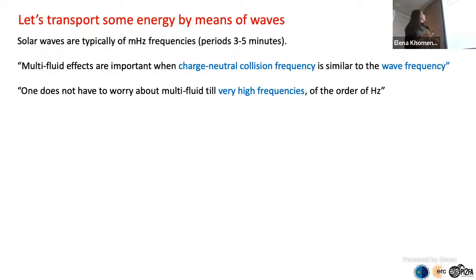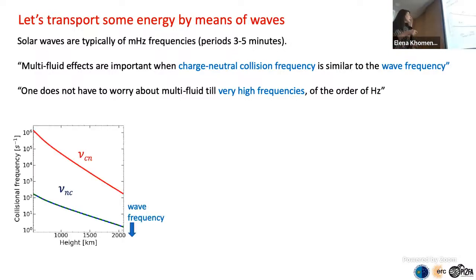But then, if this is like that, one doesn't have to worry about multi-fluid effects until very high frequencies of the order of hertz. So let's see, in the sun, here are the typical collisional frequencies. This is the collisional frequency in s^-1, and this is the height in the photosphere and the chromosphere. We have to care about two values: the charge-neutral collisional frequency and the neutral-charge collisional frequency, because it's not the same to collide one neutral with many charges or one charge with many neutrals. The important quantity here is the neutral-charge collisional frequency, because it's how our neutrals transmit momentum to the charges. This is of the order of 10^2 s^-1. Our wave frequency is 3 orders of magnitude below, so it's much, much lower.